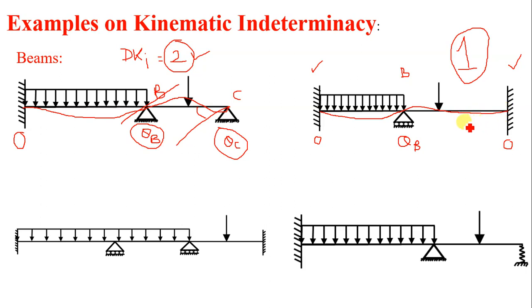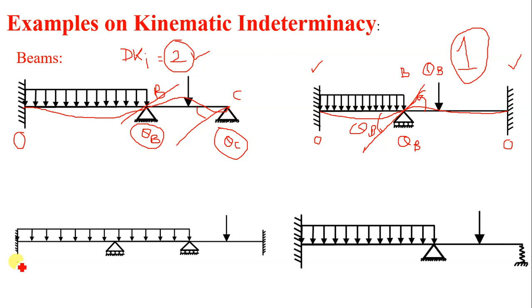Remember, this is an approximate shape. It is drawn just to explain what theta B is. So this is theta B to the left of the support, and if you extend this tangent, this is theta B to the right of the support. So only 1 degree of freedom is there, and hence the kinematic indeterminacy for this particular beam is equal to 1.